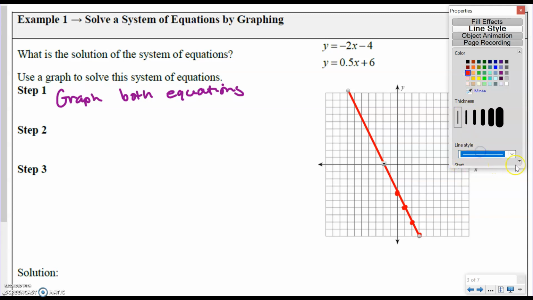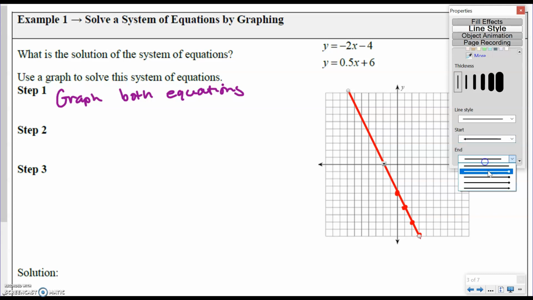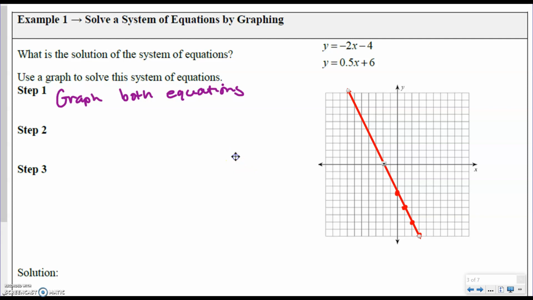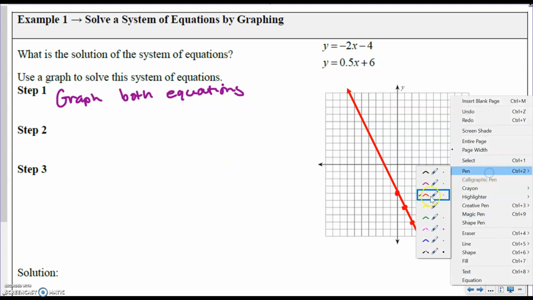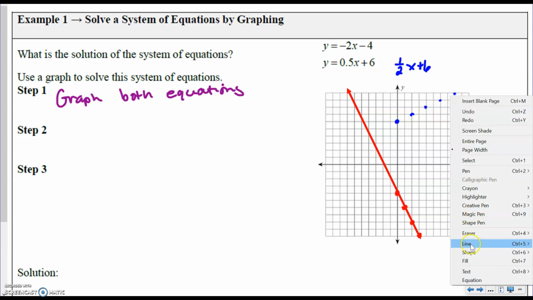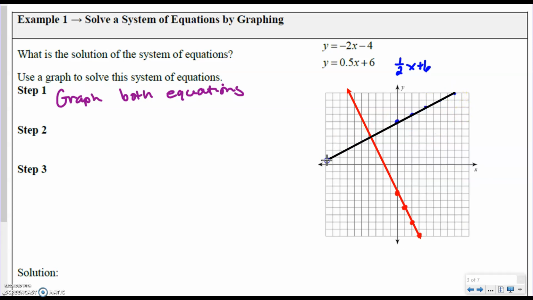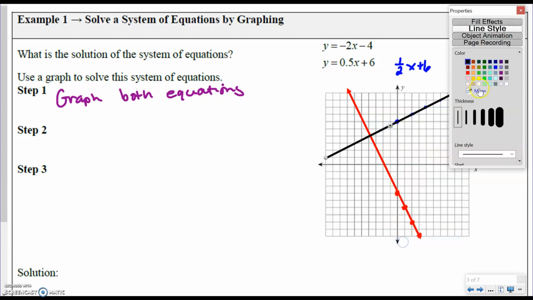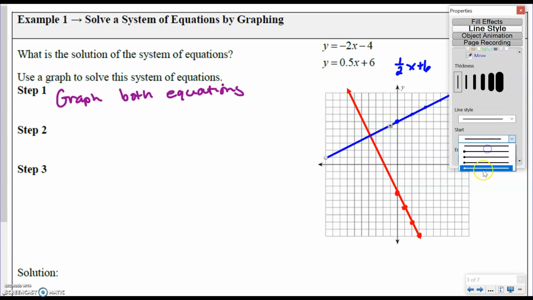And remember that your lines should have arrows on both ends and they should stretch all the way across the graph. I will tell you that if you don't have nice straight lines, it could affect your answer in here. The second equation, we start at 6. So 1, 2, 3, 4, 5, 6. And then I'm going to rewrite this. 0.5 is the same as 1/2. So this is telling me to go up 1 over 2. And I am going to draw in a straight line there. And I'll change that to blue, with my arrows at the end.